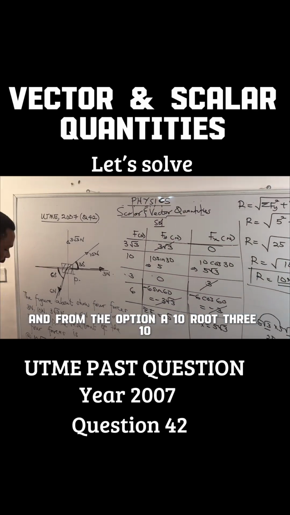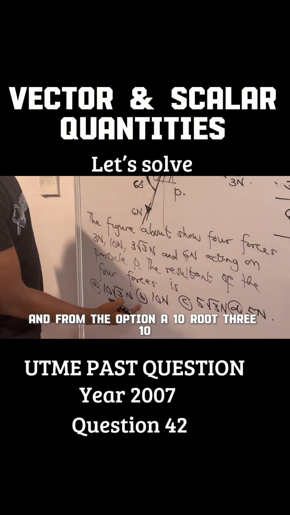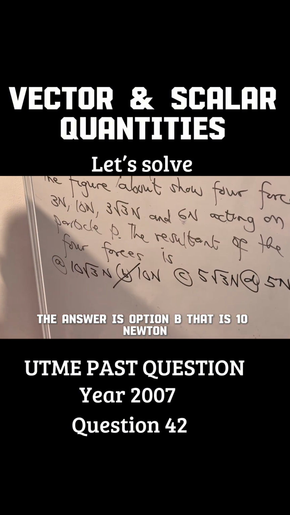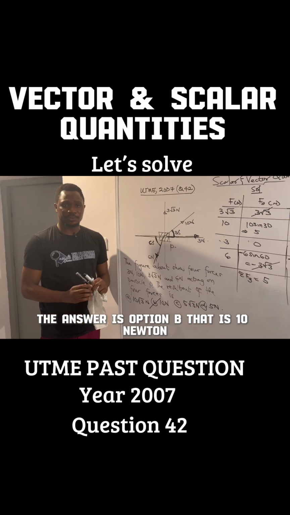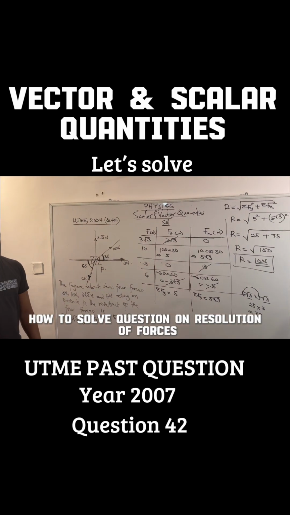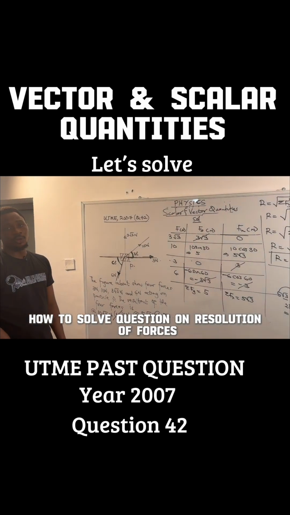And from the options, A is 10 root 3, B is 10, C is 5 root 3, and D is 5. What is the answer? The answer is option B. That is 10 Newton. Is it clear? This is exactly how to solve questions on resolution of forces.